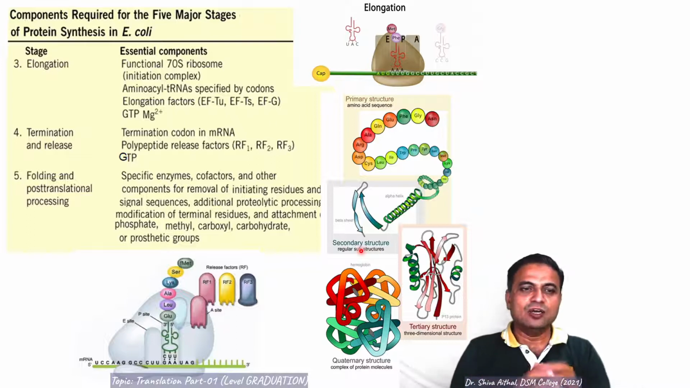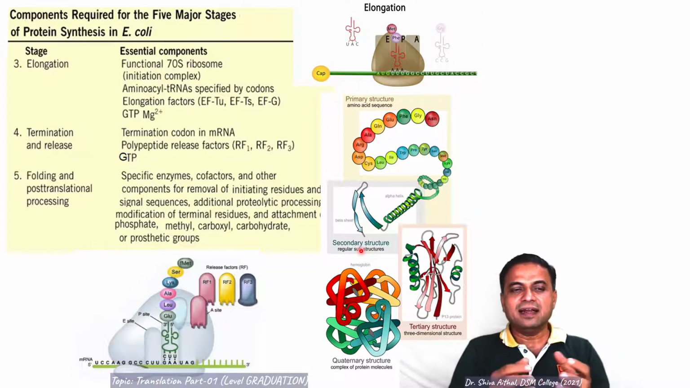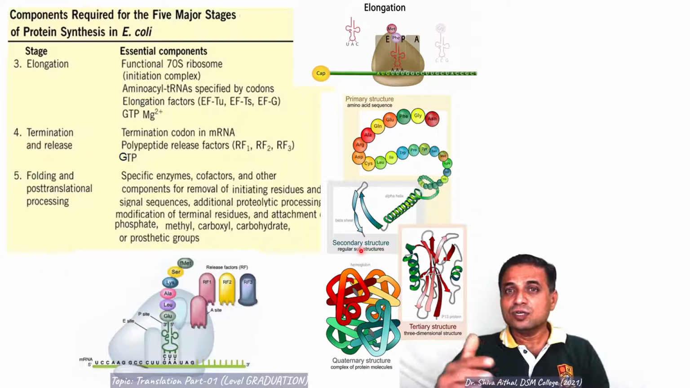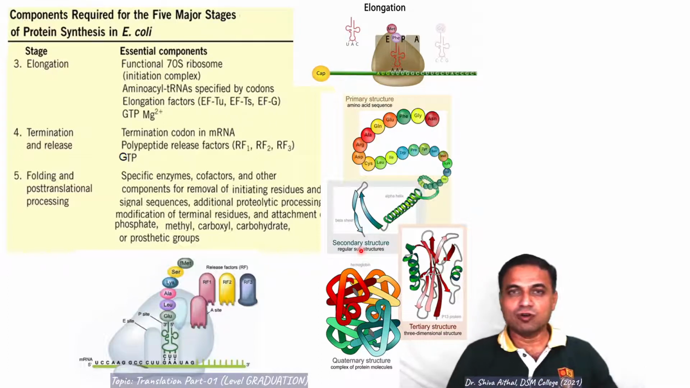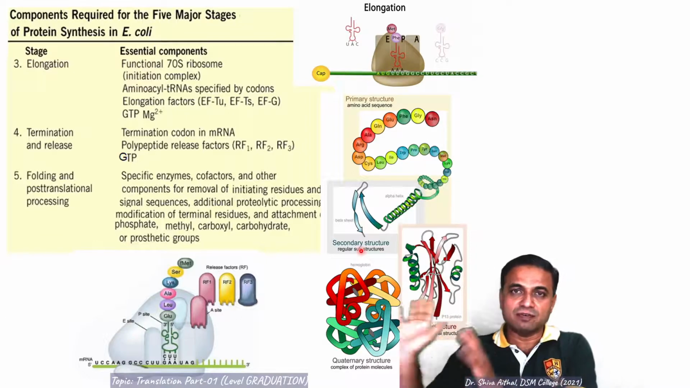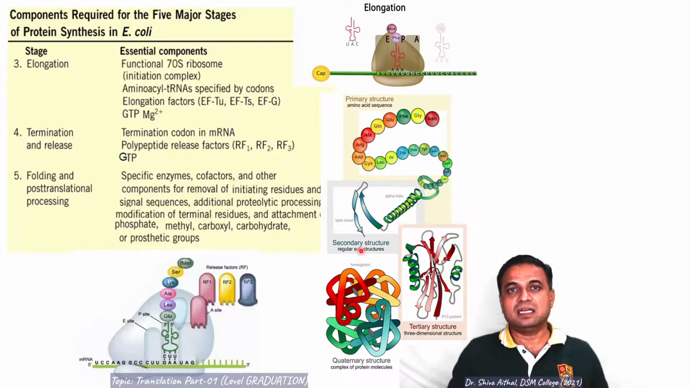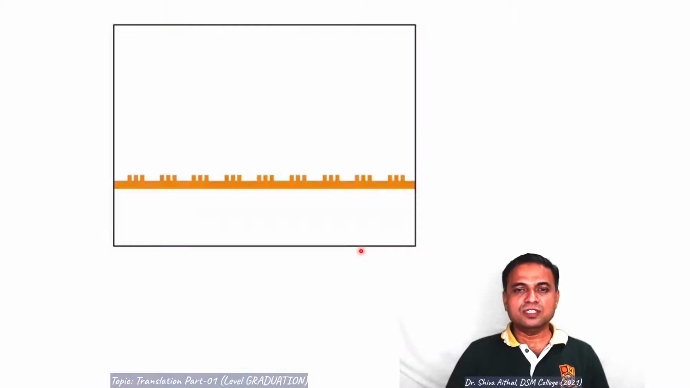Proteolytic processing takes place, modification of terminal residues takes place, and attachment of phosphate groups, addition of methyl groups, addition of carboxyl groups, carbohydrates or lipids or prosthetic groups may occur. That means you have carbohydrate-based proteins, you have lipoproteins, and so on. All this modification is the final stage, in the cytoplasm or somewhere else, and you have a fully functional protein. If it has an active site, this protein may function as an enzyme, and this is how protein synthesis takes place. So if you have got the idea of how protein synthesis is taking place, then let us now see the process in a small animation.